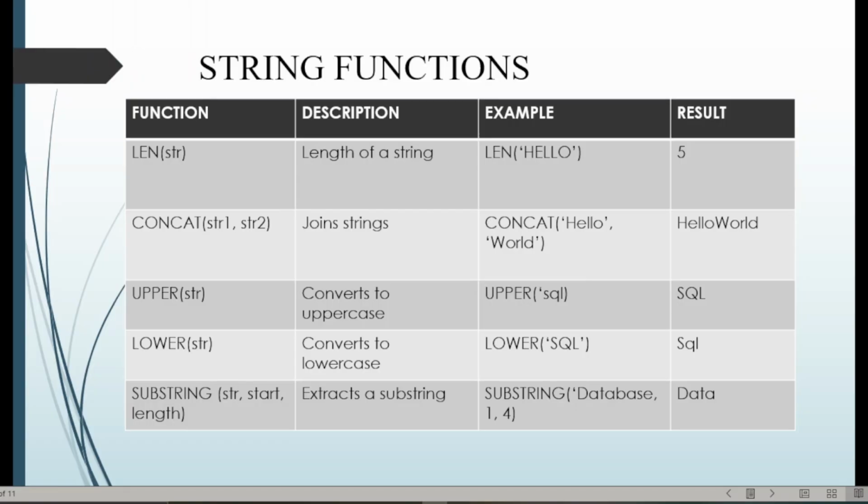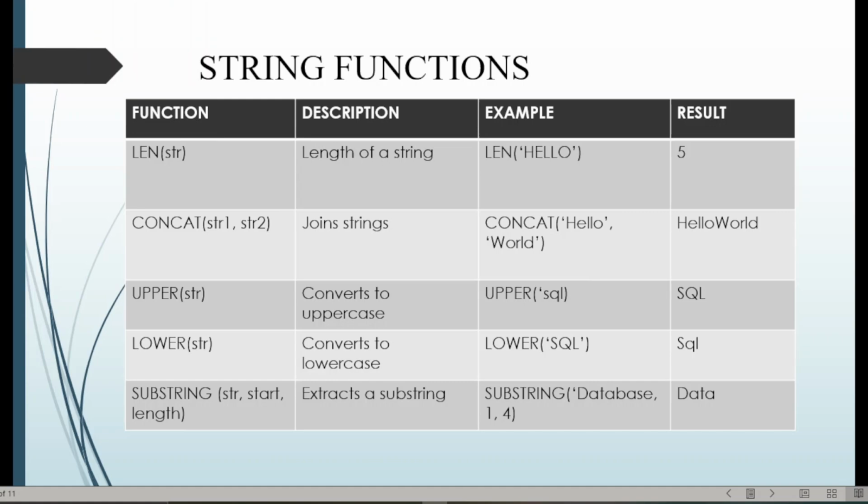Then we have another one. We have concat. It's used to join two strings together when you want to bring them together to become one. So we are joining two strings together. For example, hello word. So an example is concat hello and word. You put the two strings together in the brackets, and it's going to join them together. As you can see, we have hello word together. We have upper, which is used to convert to uppercase, lower is used to convert to lowercase, and substring is used to extract a substring.